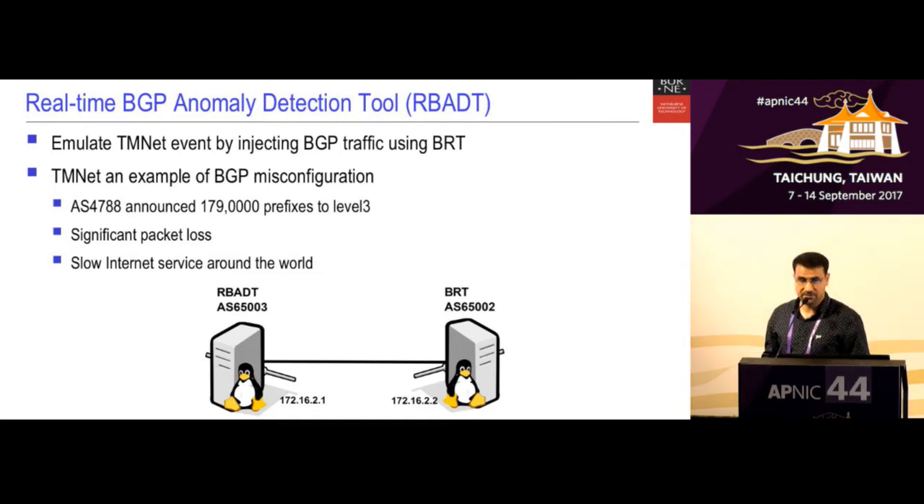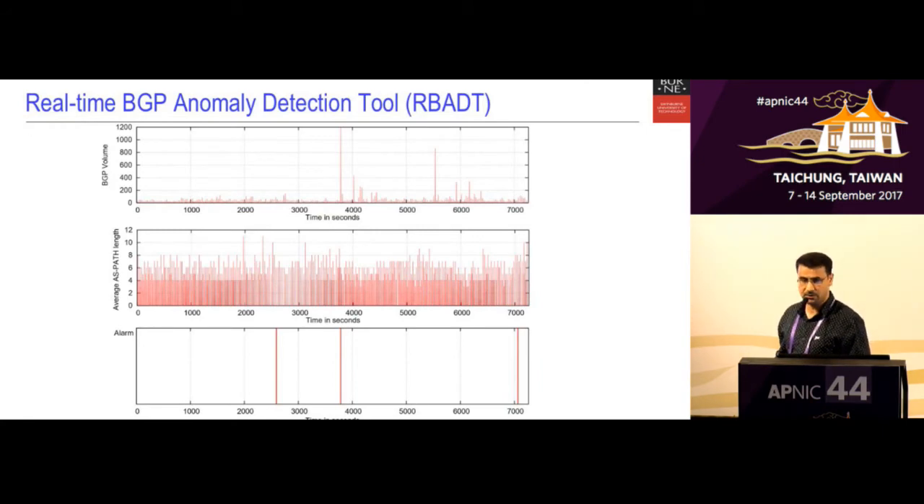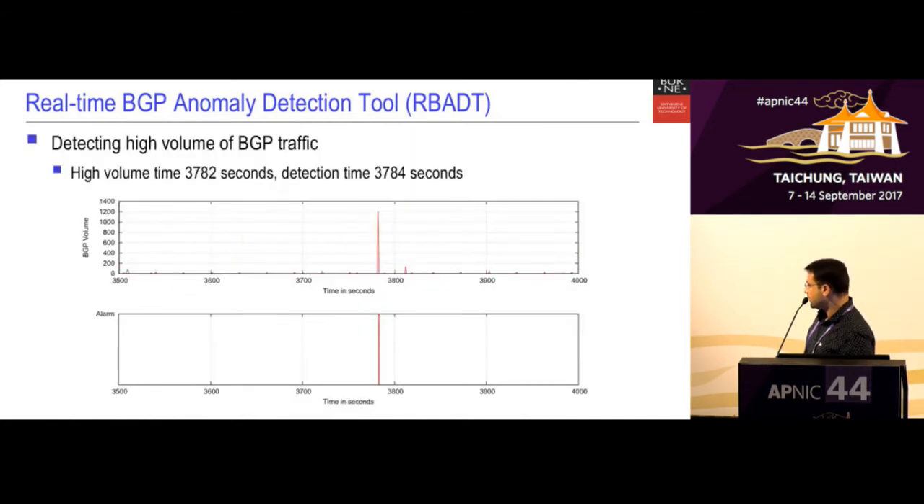And we evaluate a past event. So we download BGP traffic related to the TMNet event, re-inject this event with the timestamp using BRT, then monitor or detect BGP anomalies using our tool, which is the RBAT tool. Here, during 2 hours of anomalous BGP traffic, we can see that the RBAT tool can detect 3 types of anomalies, or 3 alarms. The first one is generated by a high volume of BGP updates, which the RBAT tool can detect within 2 seconds.